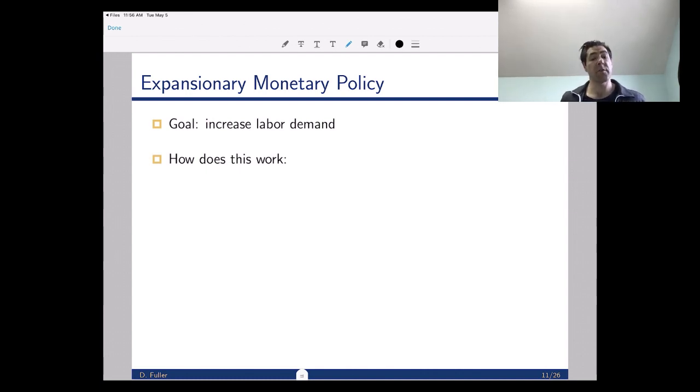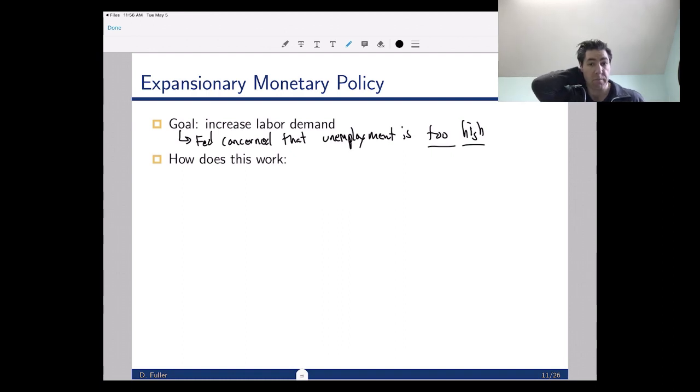Okay, so in expansionary monetary policy, the goal is to increase labor demand. So what's happening is the Fed is concerned that unemployment is too high. And so that would accurately represent their take on our current economy, right?